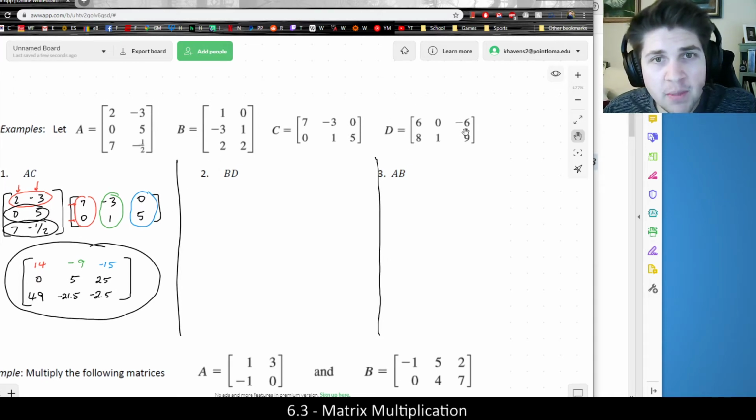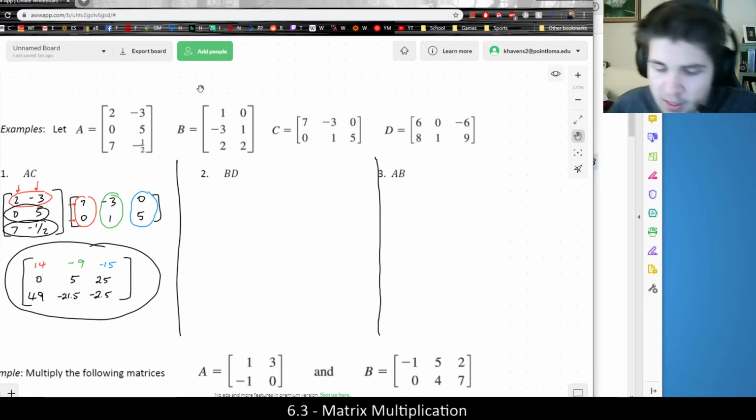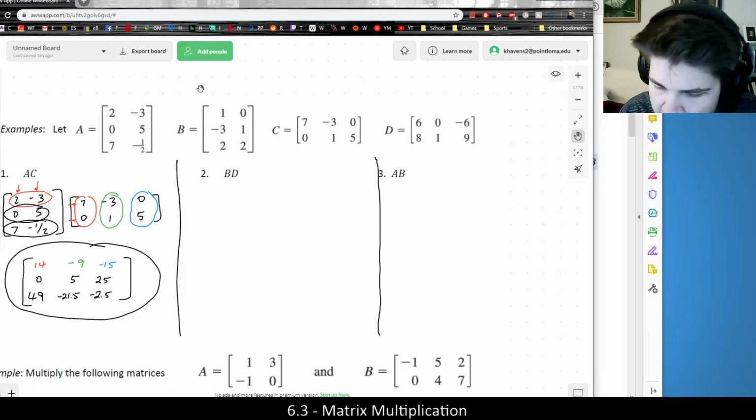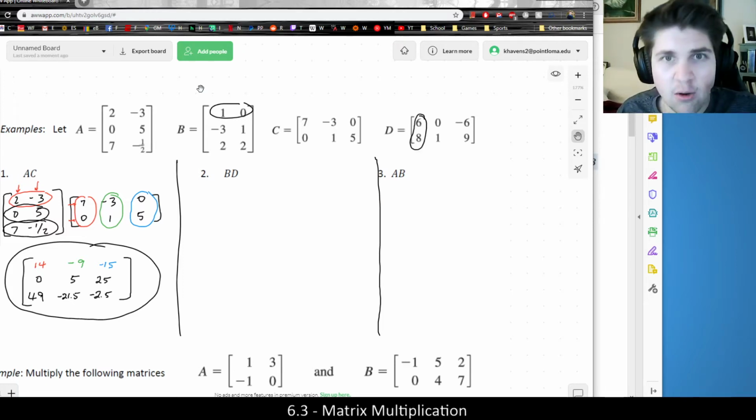And again, B and D would be allowed because the number of columns in B matches the number of rows in D. They're both 2. So that's the condition. And notice why that must work, because if we're going to do the inner product, which is what I was explaining in the last video, we're going to need to take the first row of B and multiply into the first column of D. That's just how it works.